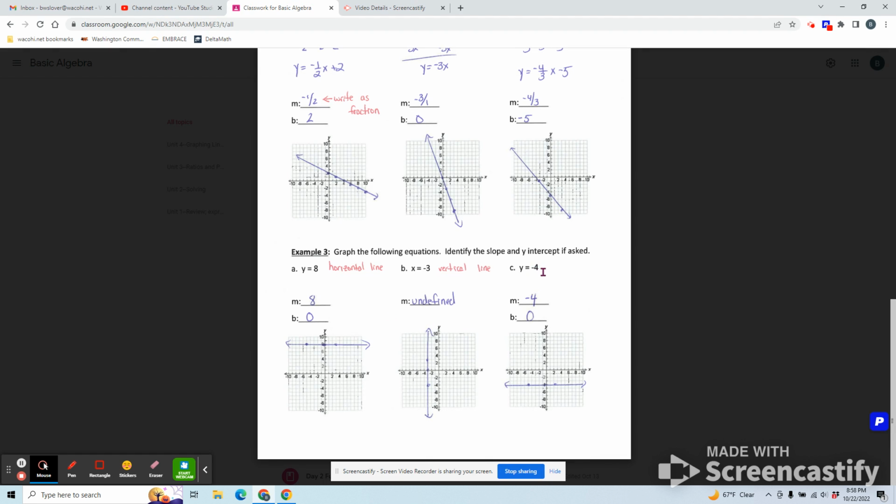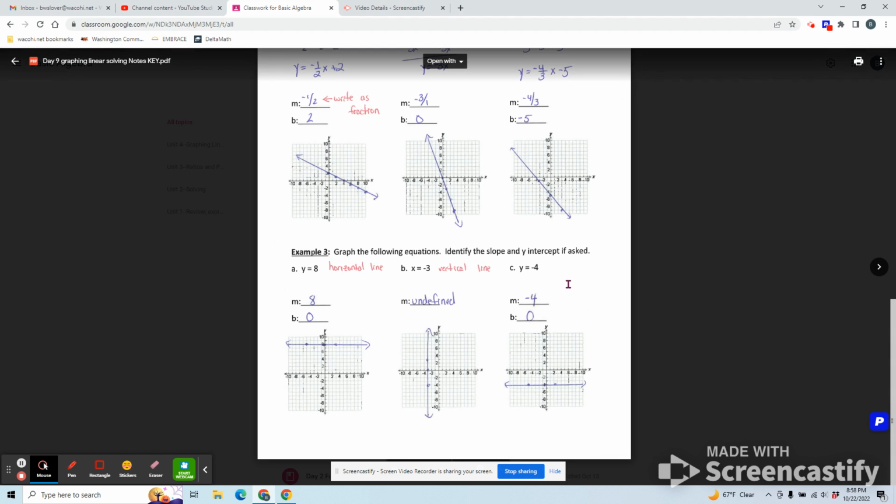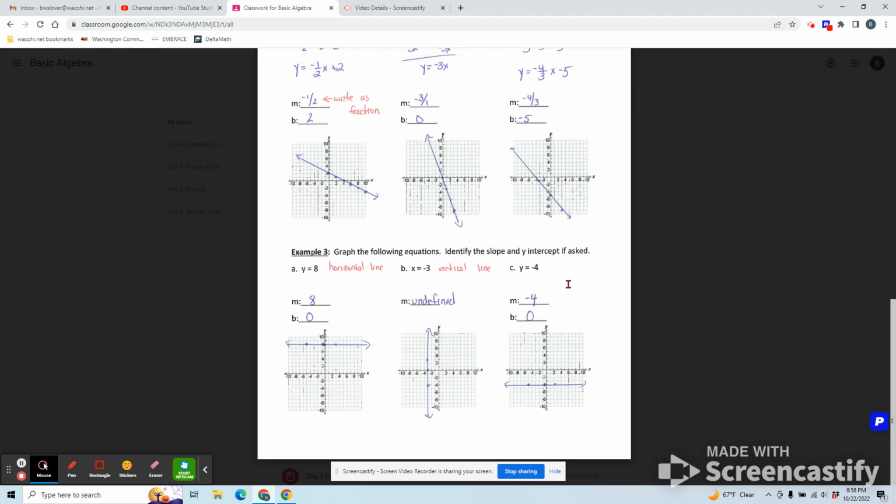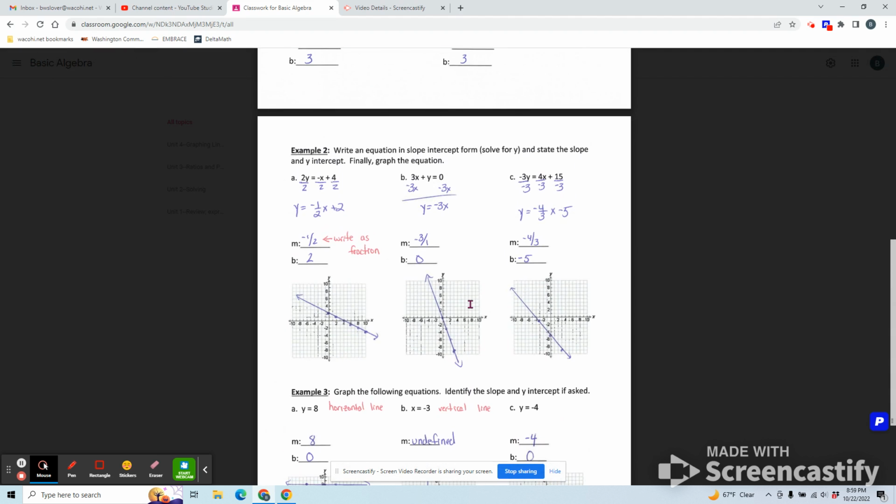And then letter C is another horizontal line. I just didn't write it, but we're back to y equals a constant or y equals a number. So this time it's negative. So I count down 4, put a dot, and draw a line left to right. So if need be, you need to solve for y with those 2 steps. You add or subtract your x term and then divide every term if you need to.